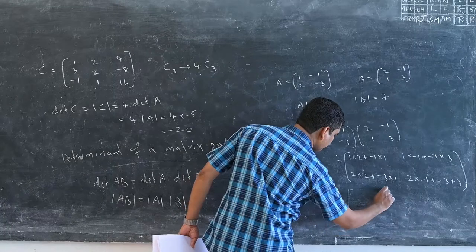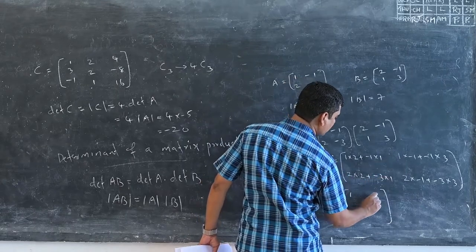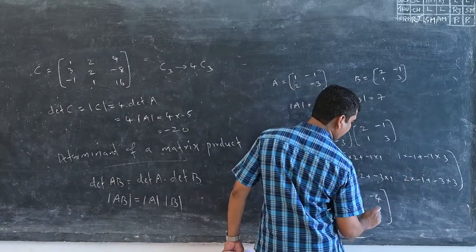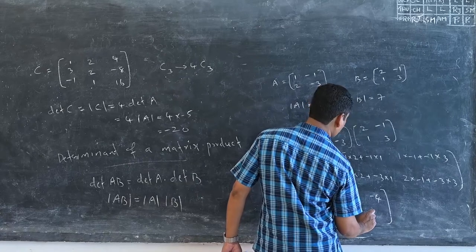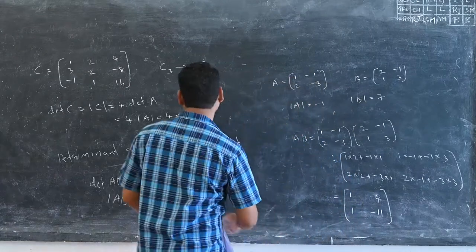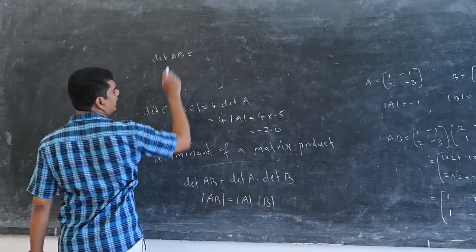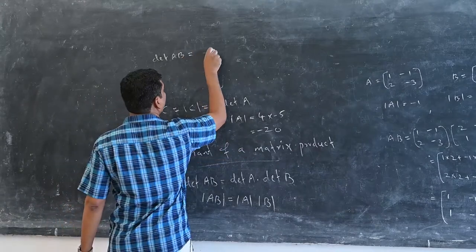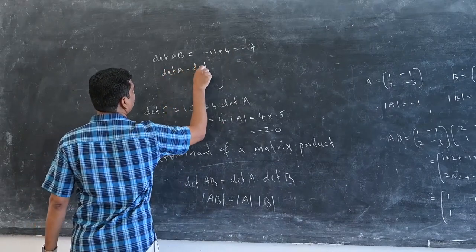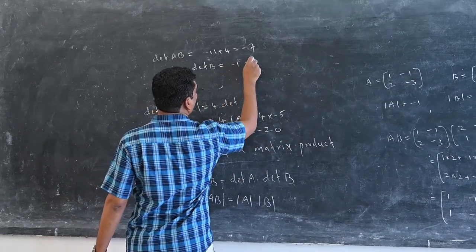This is equal to [2 - 1, 1; -1 - 3 -4]. That is equal to [1, -11]... the matrix with entries 1, -4, 1, -11. So determinant AB is equal to -11 plus 4, which is equal to -7. Determinant of A into determinant of B is equal to -1 into 7.